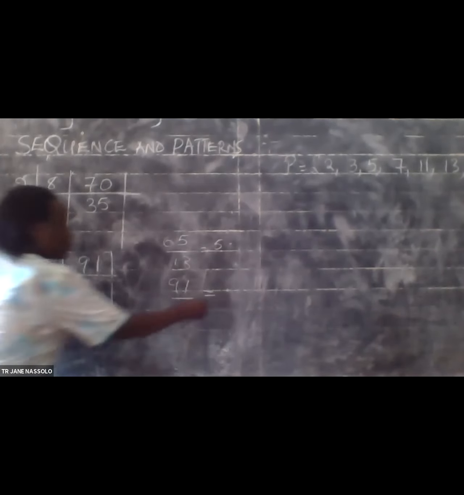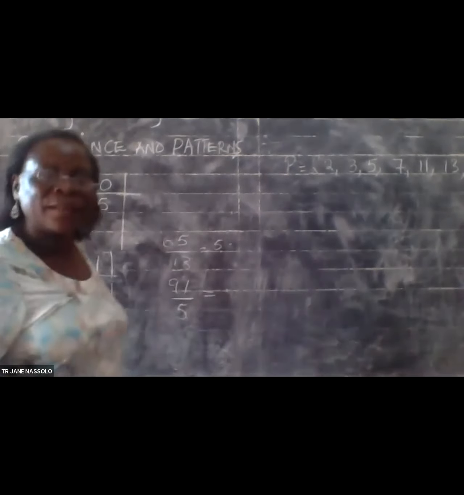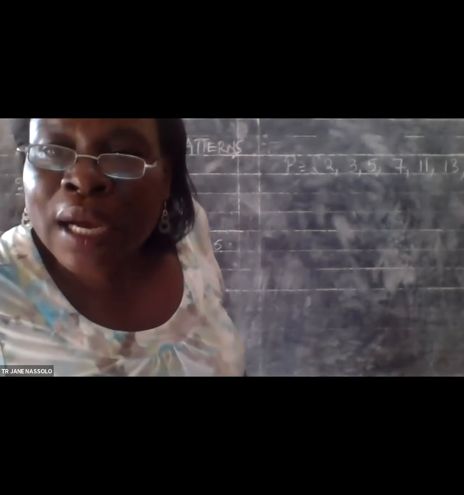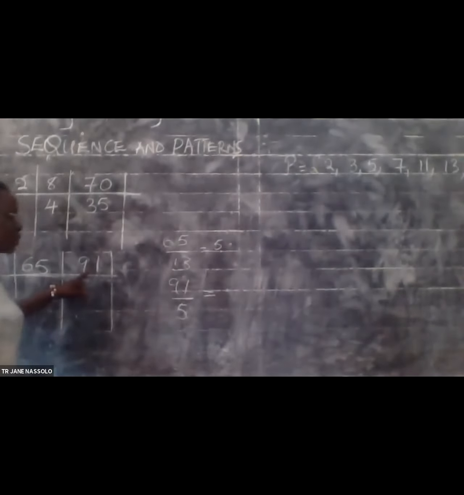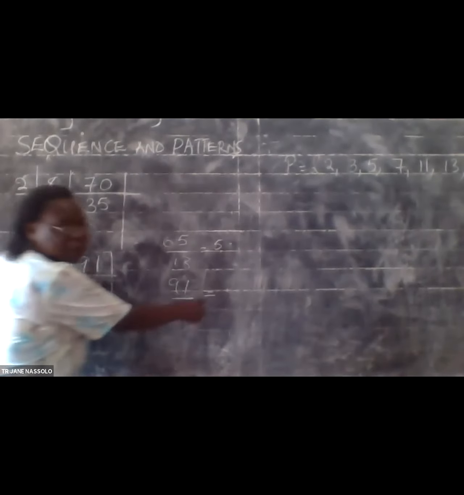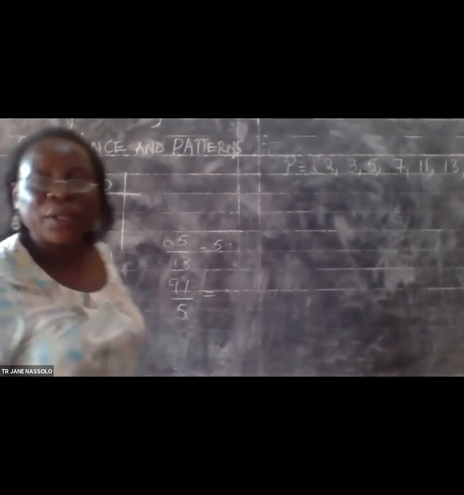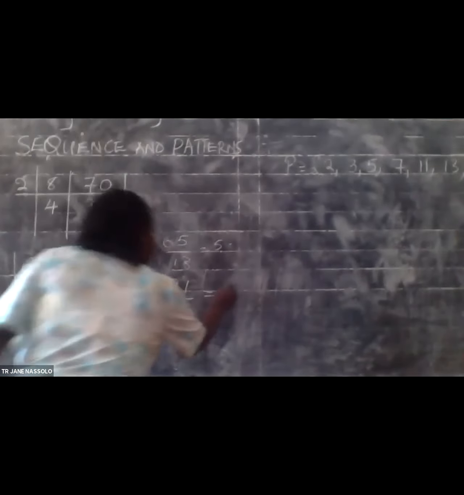How many times? Those who have divided, the answer is 13. So 91 divided by 13, what do we get? 7. Thank you very much. It goes there 7 times.